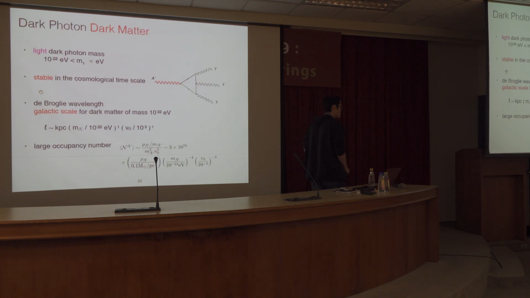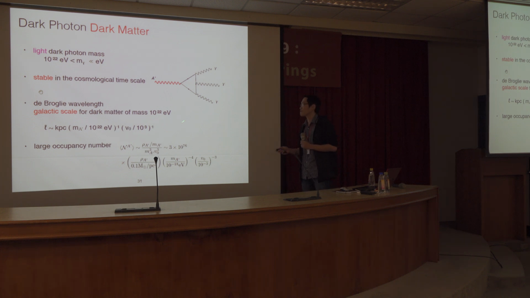So let me set up the stage. Just to remind you, this is a light dark photon with mass 10 to the minus 22 eV to eV, and then it's becoming cosmologically stable. You can think that A prime cannot decay to an electron pair, and it can possibly decay to 3 photons. This is suppressed by the mass of the A prime divided by the electron mass to the 8th power, I think. Then you have loop suppression, and basically even for eV, this is stable on cosmological time scales.